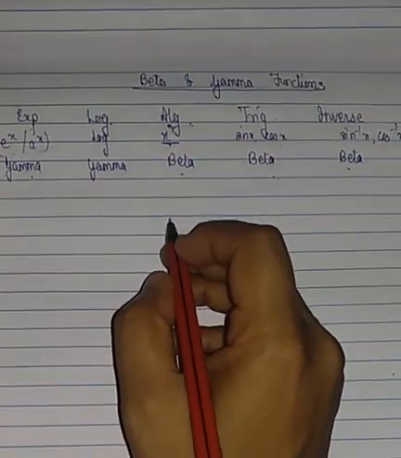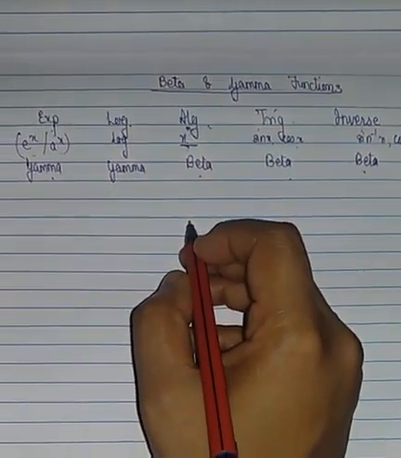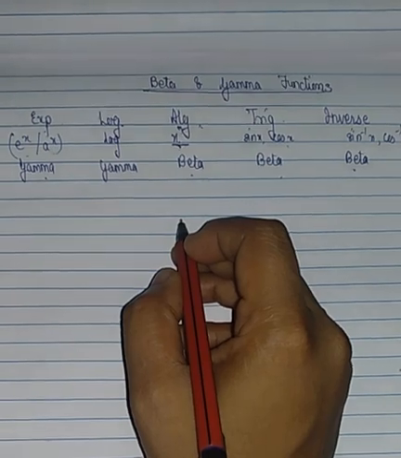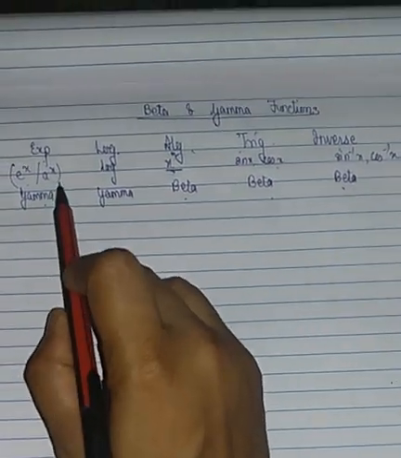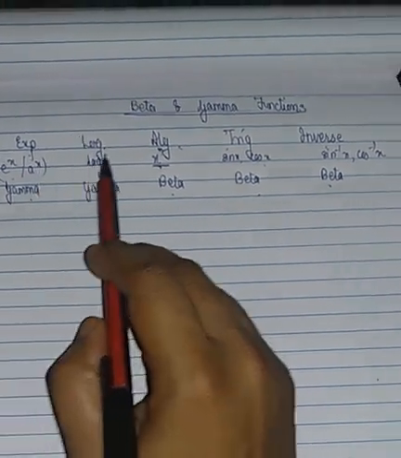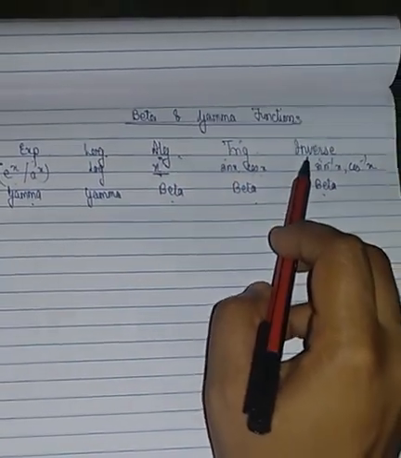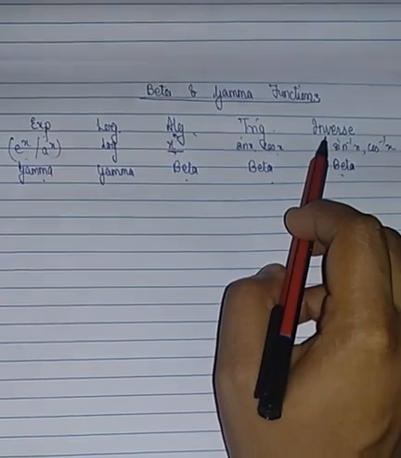Hello everyone, now we'll start with something called a beta and a gamma function. Before going for beta and gamma function, we'll analyze the five types of functions which we have. One is the exponential function, which is e raised to x, a raised to x, then log, algebraic, trigo, inverse. These are the five functions which we have.